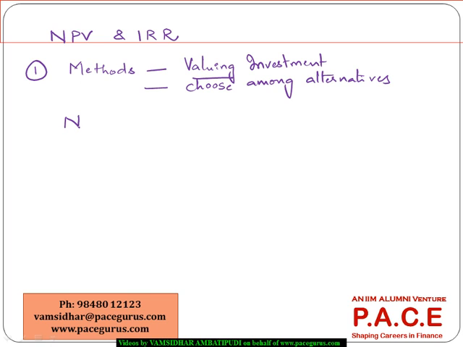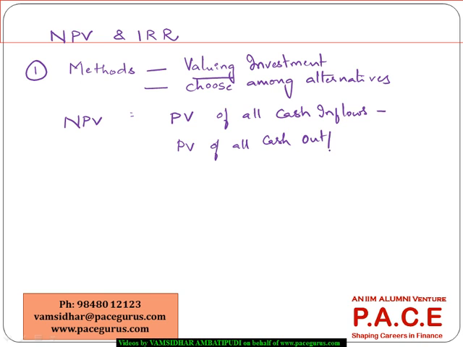And when I talk about NPV, the way it works is, it looks at finding the present value of all cash inflows minus the present value of all cash outflows. So that is what comes out as the NPV of the assignment.